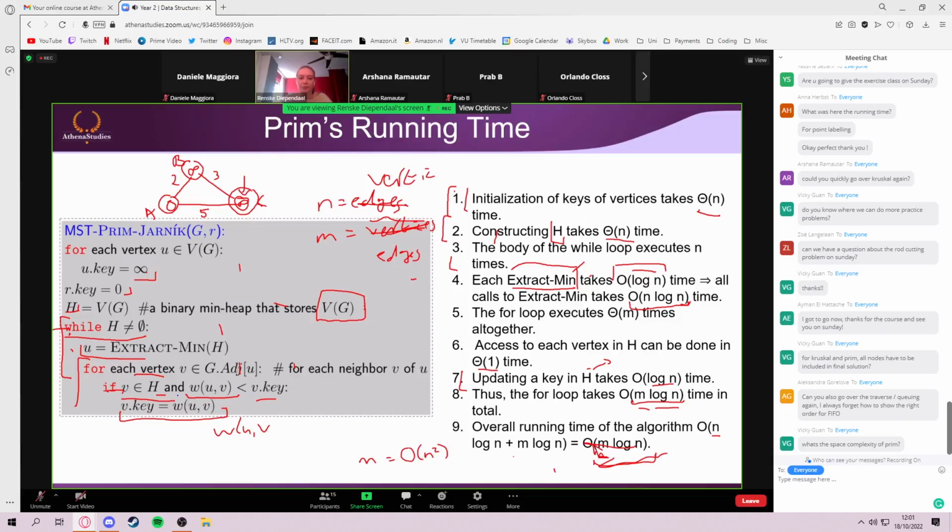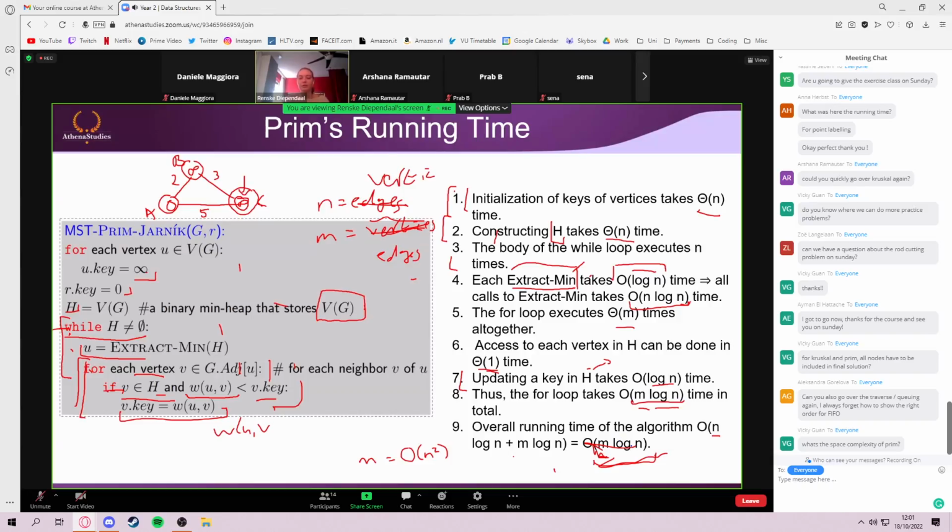And then the for loop over here is going to execute m times in total. We can access each vertex in constant time, but we need to update the keys, right? If we sometimes change key values, we need to update the min heap, so that's going to take log n, which we do m times, so we have m log n.